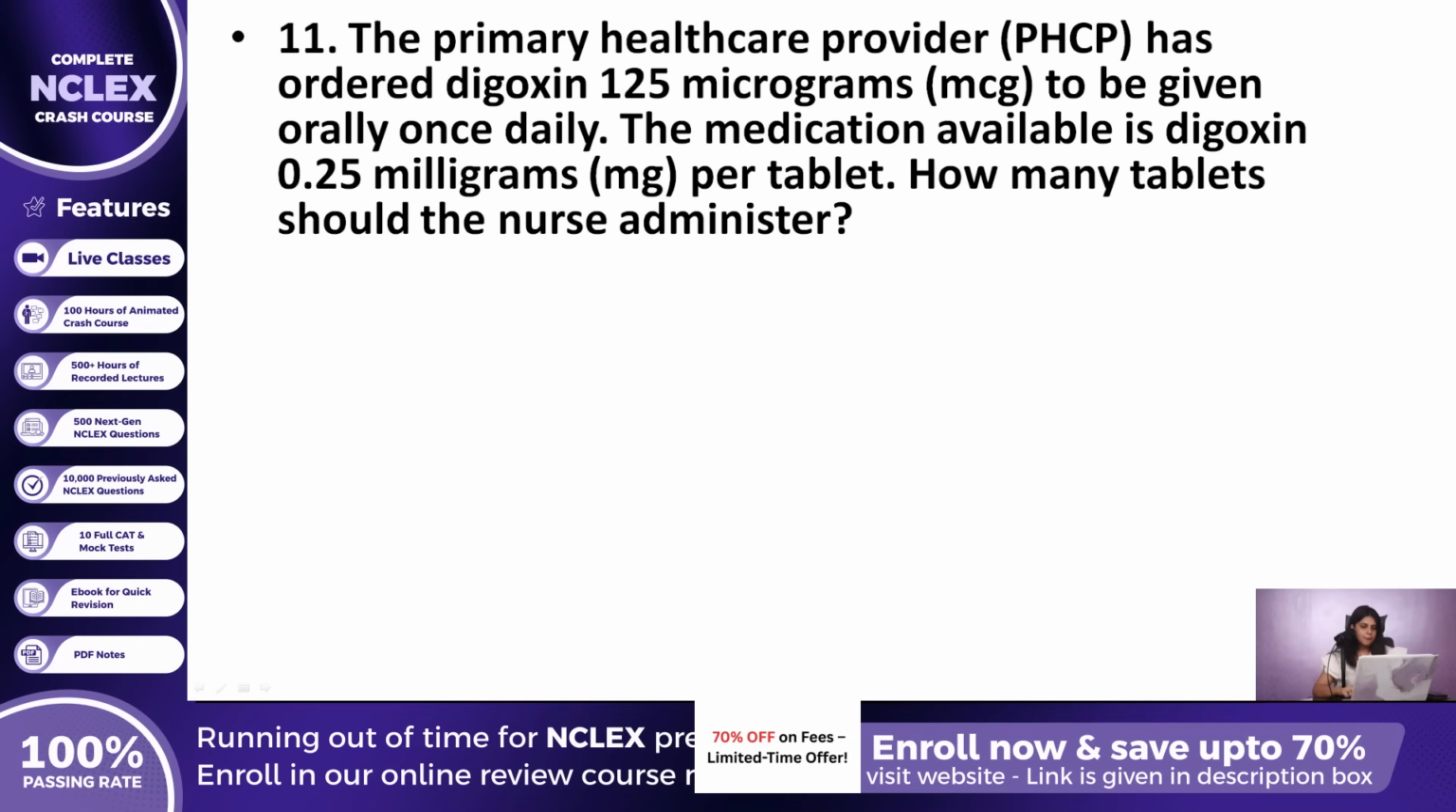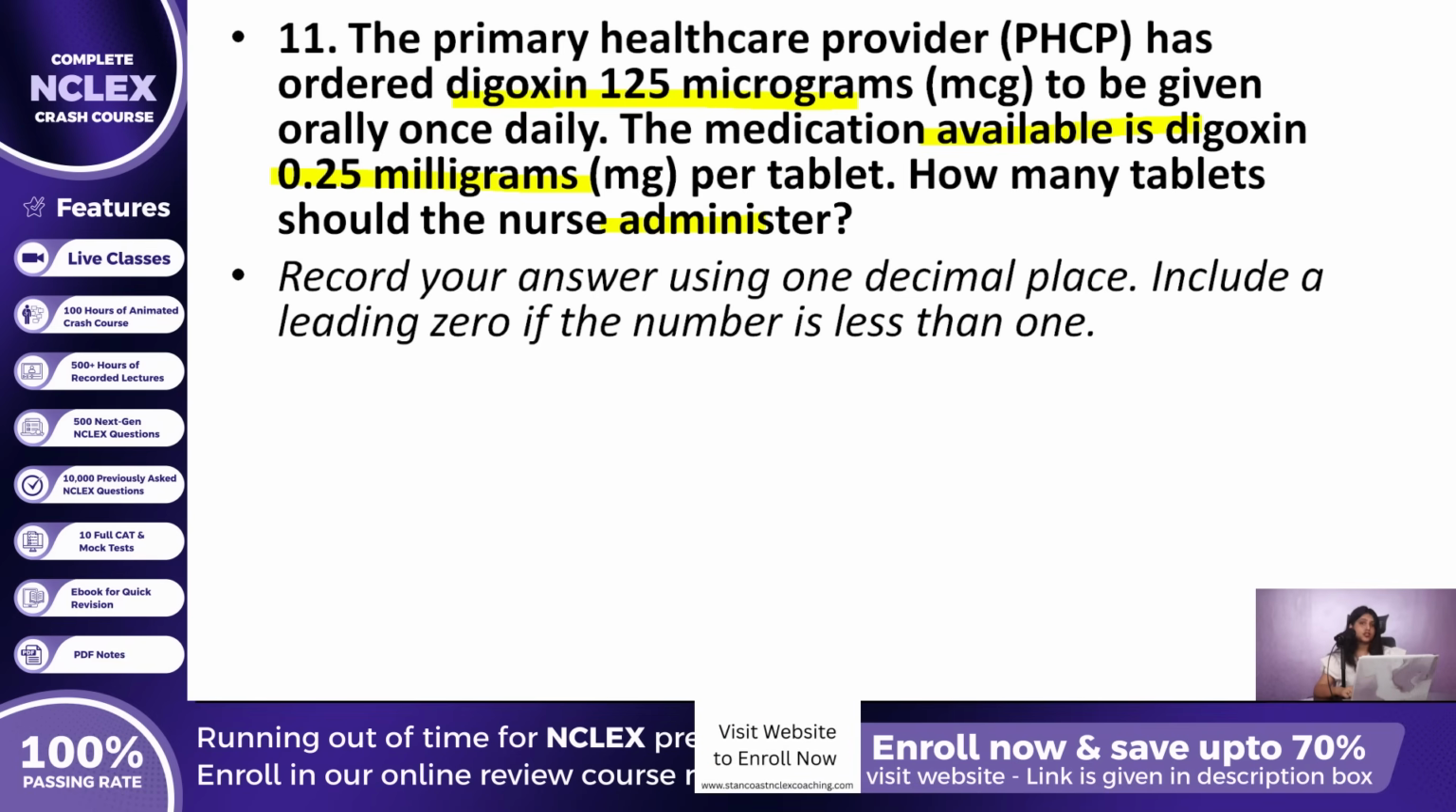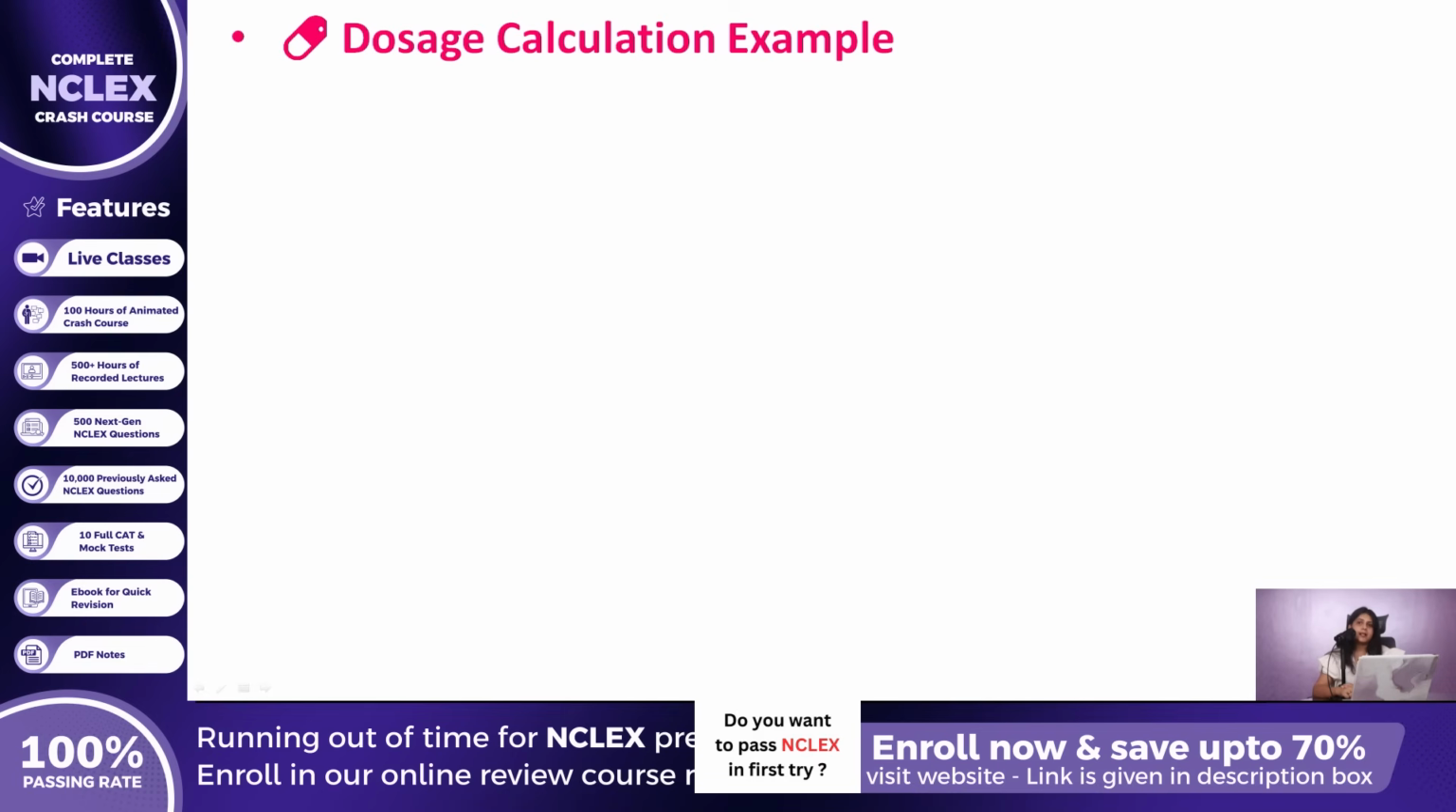Question 11. The primary healthcare provider has prescribed digoxin, 125 micrograms, to be given by mouth once each day. The available medication comes in tablets, with each tablet containing 0.25 milligrams of digoxin. How many tablets should the nurse give to the patient? Please record your answer using 1 decimal place and remember to include a leading 0 if the number is less than 1. The correct answer is 0.5 tablet, or half a tablet.